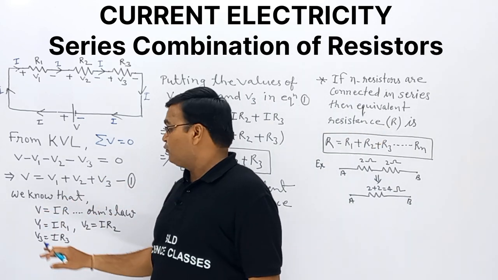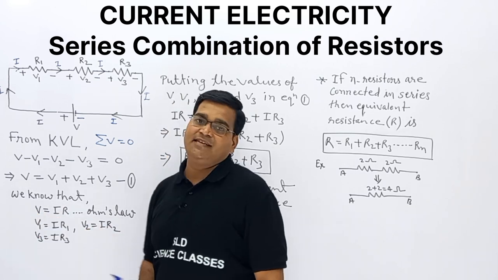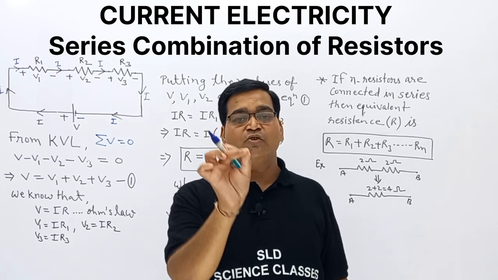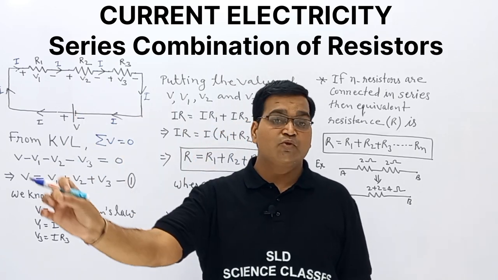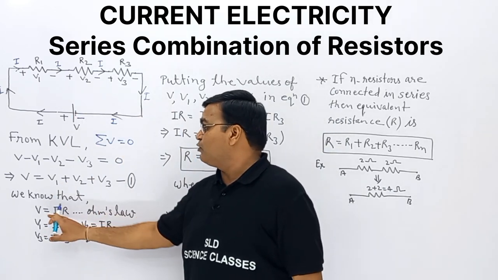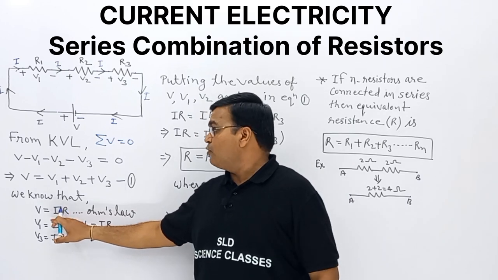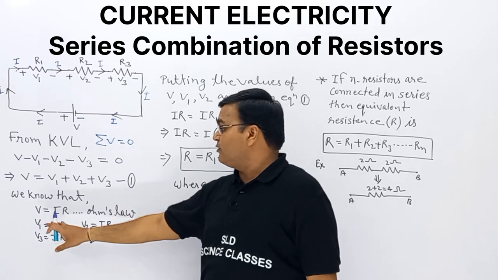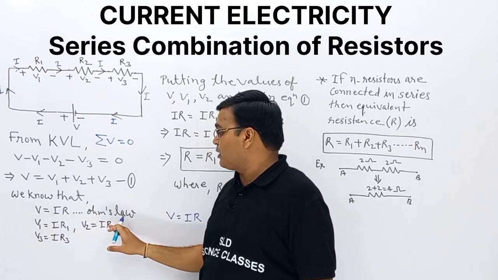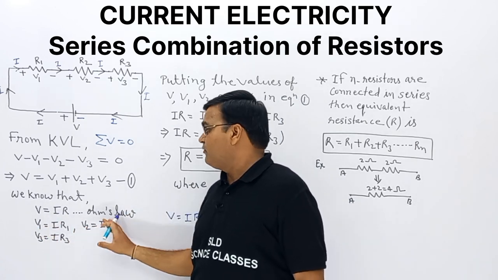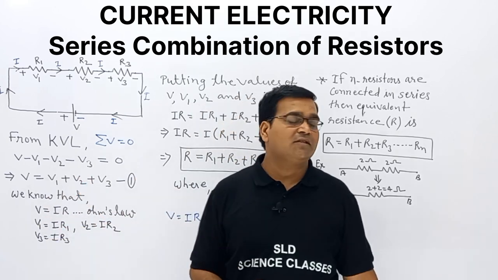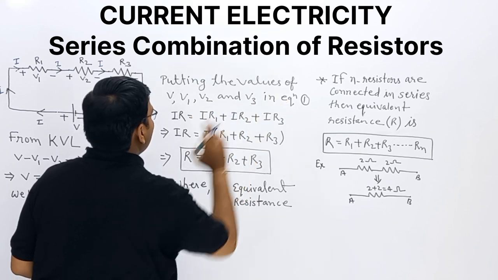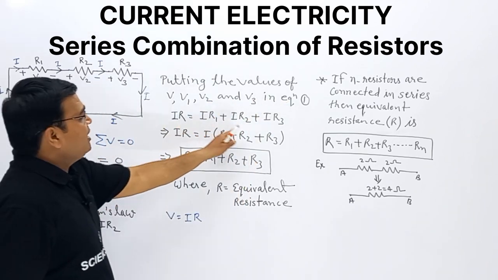We know Ohm's law, V equal to IR. The voltage drop across any element is directly proportional to the current flowing into the element. So V equal to IR is Ohm's law. Now for the resistors R1, R2, R3, what will be the voltage? V1 equal to IR1, V2 equal to IR2, V3 equal to IR3. We will put these values in equation number 1. Then what are we getting? Putting the values of V, V1, V2 and V3 in equation number 1, we are putting and solving.